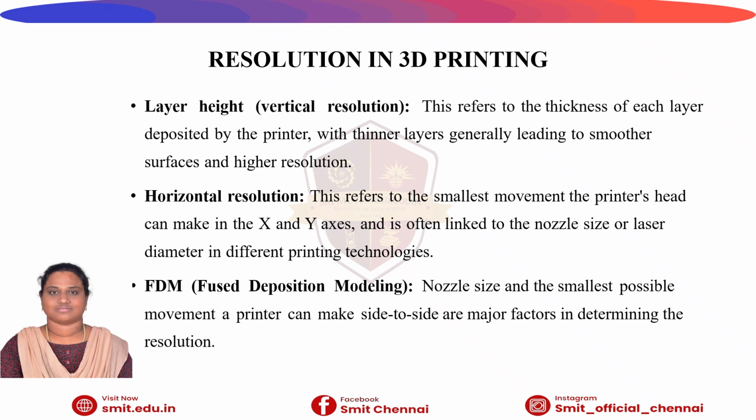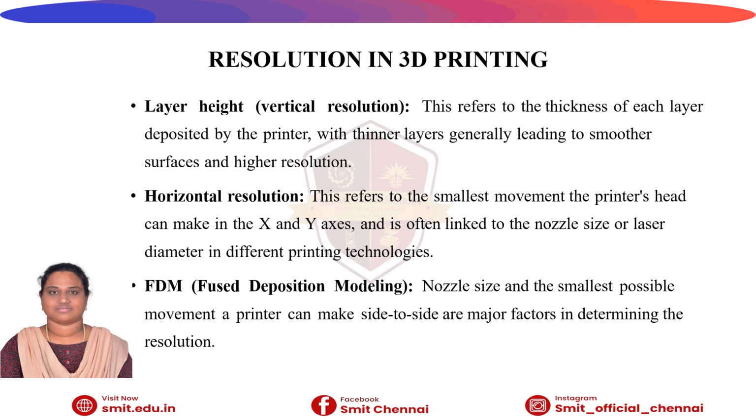The resolution of a 3D printer can depend on various factors, including the printing technology used as well as the quality and capabilities of the printer itself. So first of all, layer height, that is vertical resolution. This refers to the thickness of each layer deposited by the printer, with thinner layers generally leading to smoother surfaces and higher resolution.